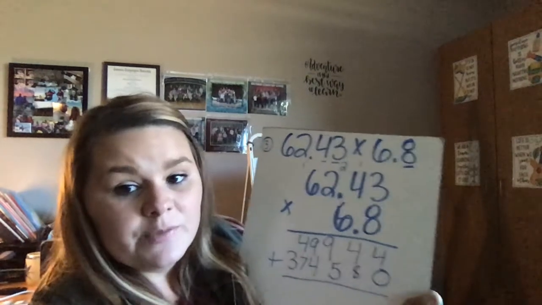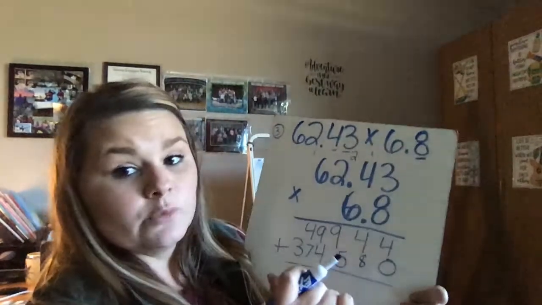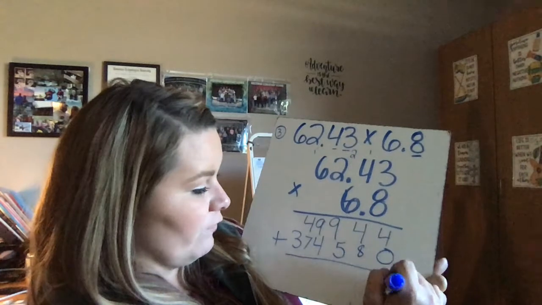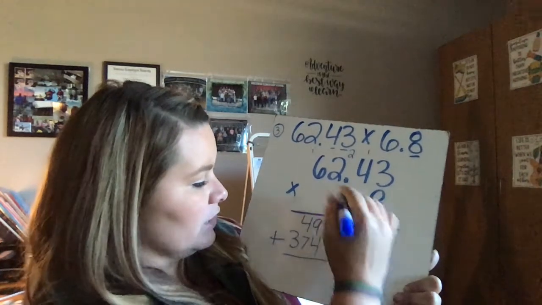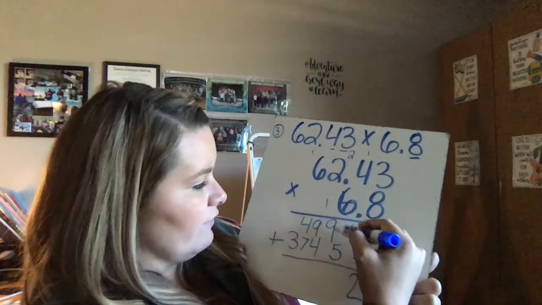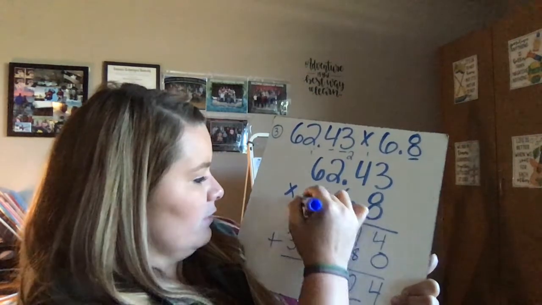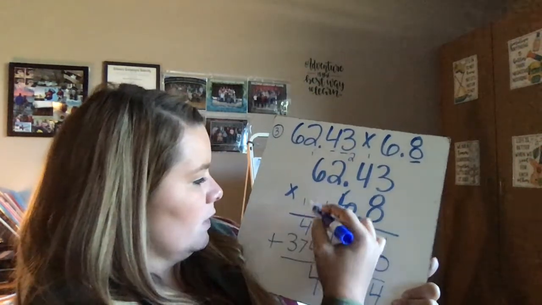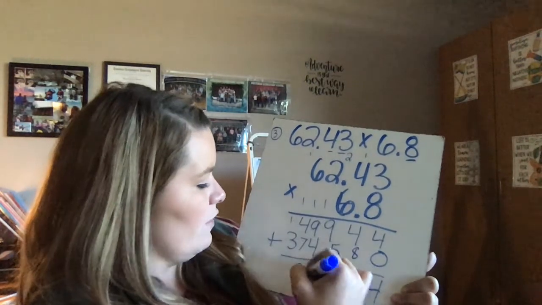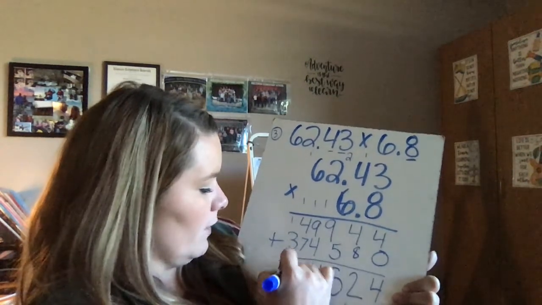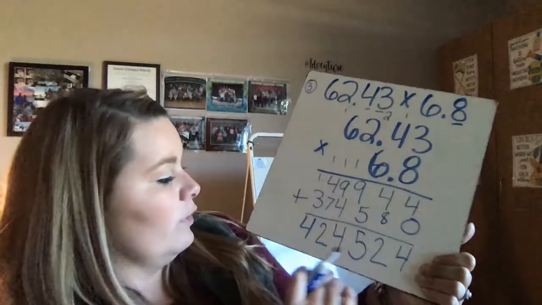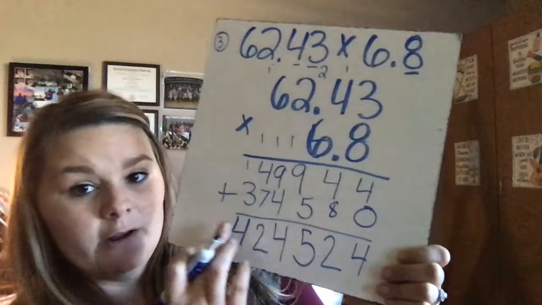So now I'm just going to add up these two partial products, ignoring my decimal so far. So I'm going to have 4. 8 plus 4 is 12. We have 9 plus 1 is 10, plus 1 is 5. 9 plus 1 is 10, plus 4 is 14. 5 plus 7 is 12. 3 plus 1 is 4. Okay? So now we've got this number at the bottom.